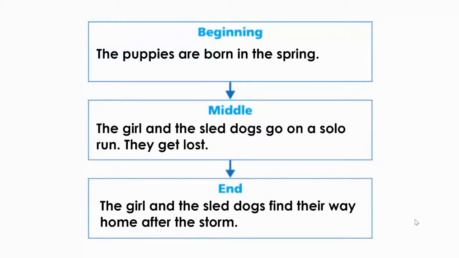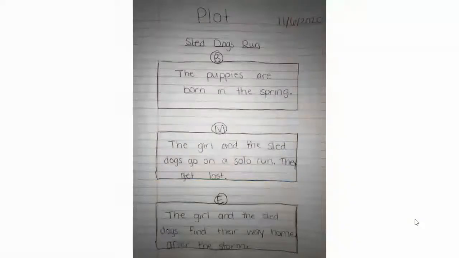So second graders, go ahead and pause this video if you need to copy this down. And I will show you what my final page looked like also as it is complete. There you go. So hopefully you enjoyed reviewing our story, Sled Dogs Run, and thinking about the plot, identifying the important events in the beginning, the middle, and the end.